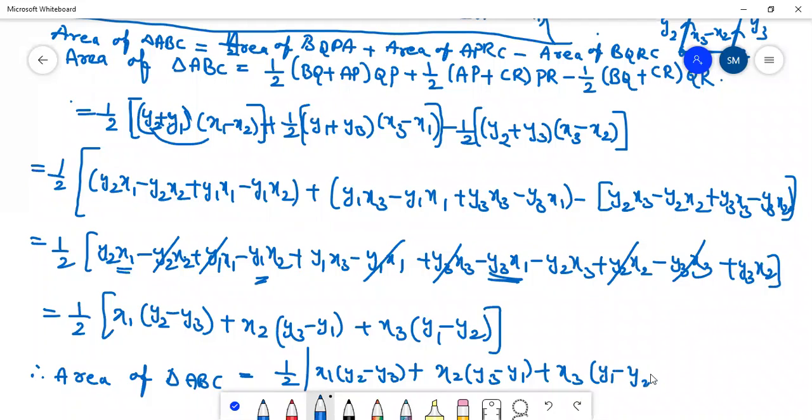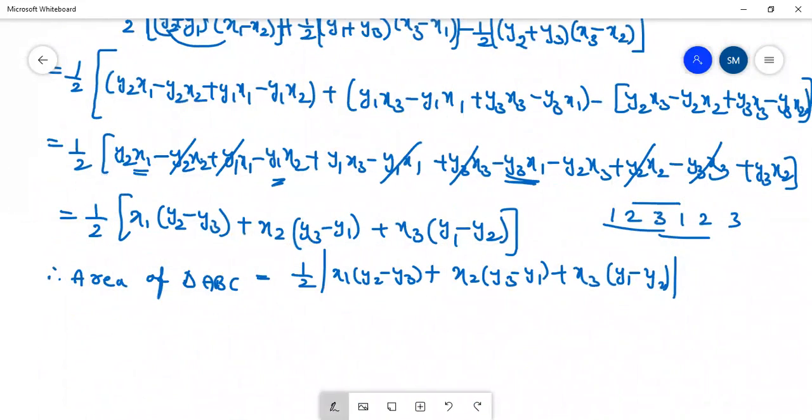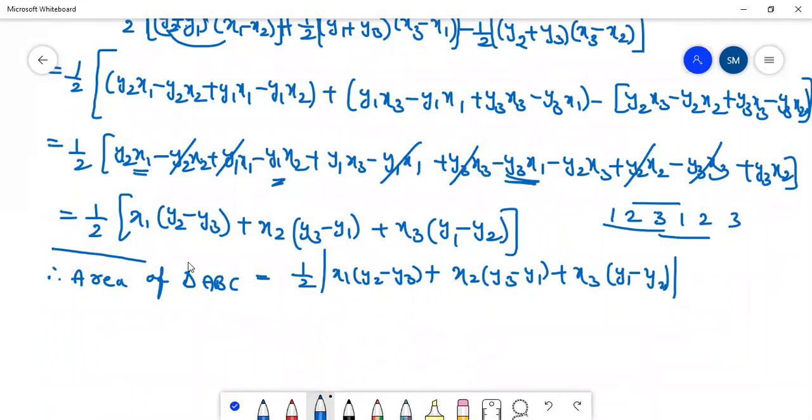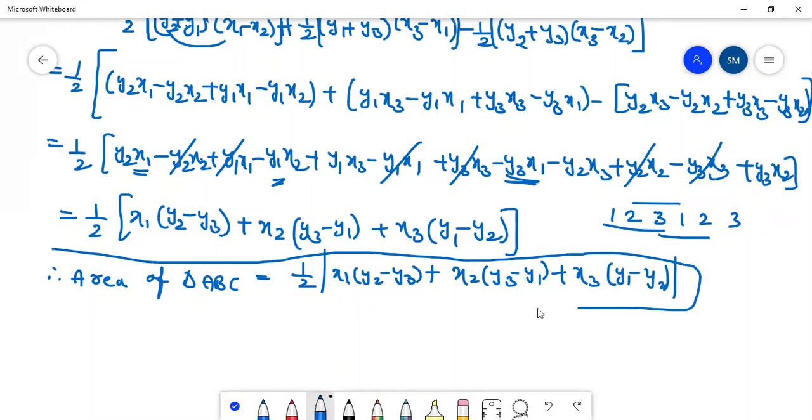You have to remember it in an easy way: x1, x2, x3 are the multiples of the differences of the y variables, and you can remember 1, 2, 3. The order is 1, 2, 3, then 2, 3, 1, then 3, 1, 2. Then it is easy to remember the area of the triangle ABC. This is the formula for the area of the triangle ABC. It is very, very important.